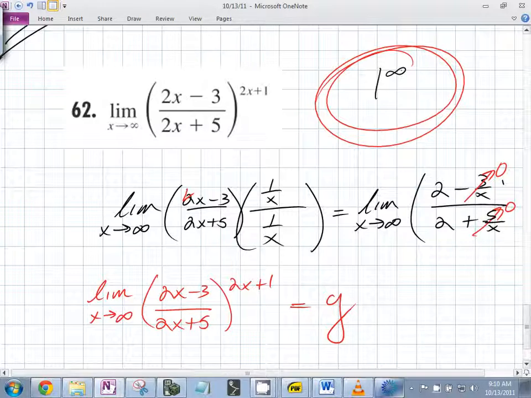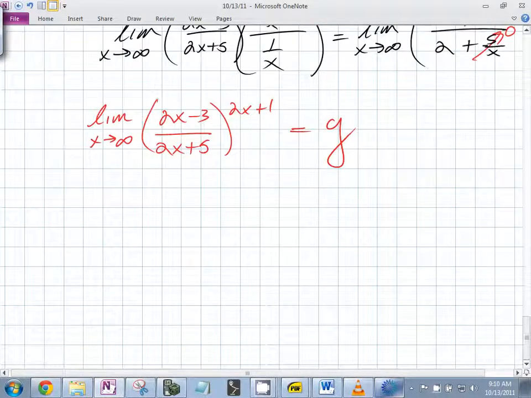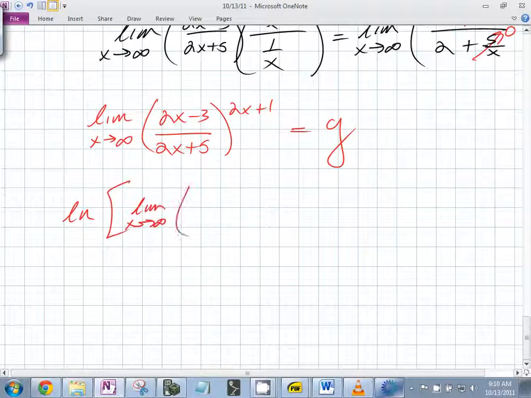The natural log. We're going to take the natural log of both sides, and we're going to get ln of 2x minus 3. Sorry, not ln. What am I missing? I did this like 6 times yesterday. The limit of x going to infinity of 2x minus 3 over 2x plus 5 to the 2x plus 1, and that equals ln of y.